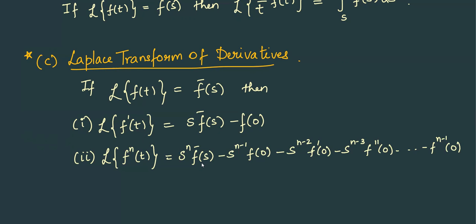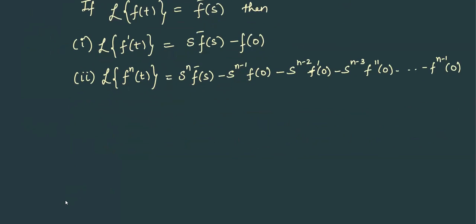We can show this just by the integration formula, but we just need to remember this one. It's a very, very important one. It is s power n f bar s minus s power n minus 1 f of 0. Keep reducing the powers of s after that, and keep increasing the order of the derivatives, substituting at t equal to 0. So this is the Laplace transform of derivatives.